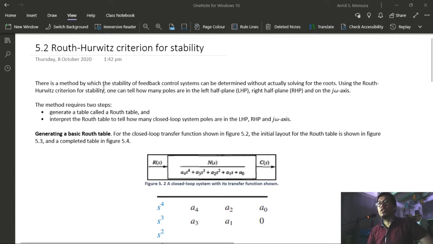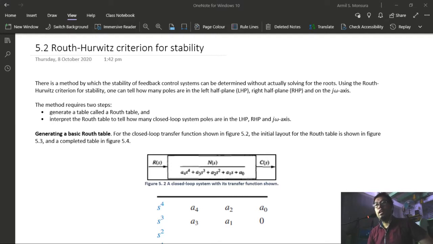Okay. So there is a method by which the stability of feedback control systems can be determined without actually solving for the roots. Okay, using the Routh-Hurwitz criterion for stability, we can tell how many poles are in the left half plane, the right half plane, and on the j omega axis. Okay, so yun basically yung ginagawa ng Routh-Hurwitz criterion. That is, it helps us to determine kung ilan yung poles na nasa left half plane, ilan yung poles na nasa right half plane, ilan yung nasa j omega axis.